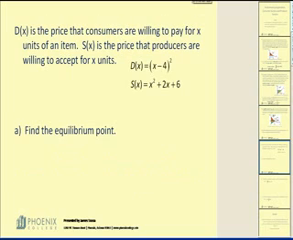Let's go ahead and take a look at an example. D of X is the price that consumers are willing to pay for X units of an item. S of X is the price that producers are willing to accept for X units. Find the equilibrium point. To start this off, we know the equilibrium point occurs when the supply function is equal to the demand function.